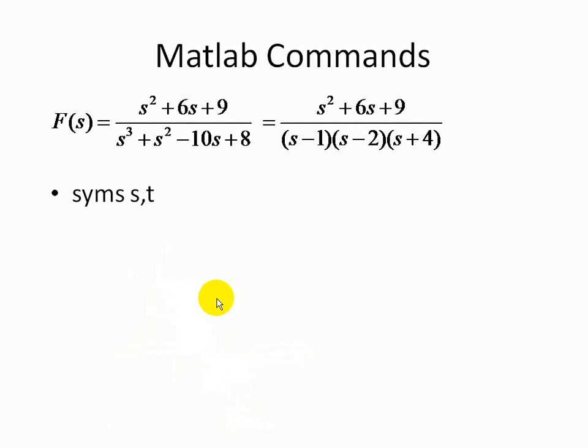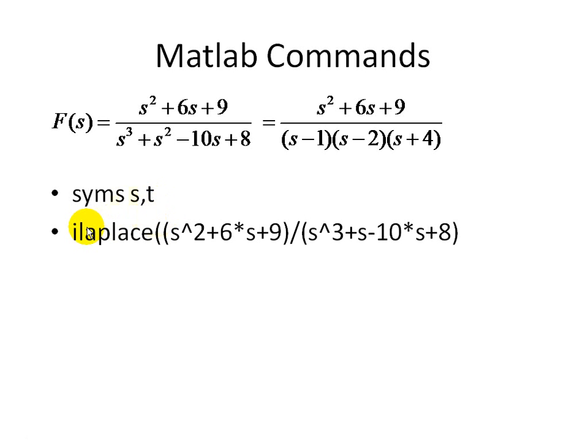Now once you get the partial fraction expansion, you can easily find, using Laplace transform tables, what the function is associated with this F of s. Another way to do the inverse Laplace transform is to first use the syms command, which symbolically takes these variables s and t and puts them in symbolic form. Then we use the inverse Laplace transform by this Laplace command.